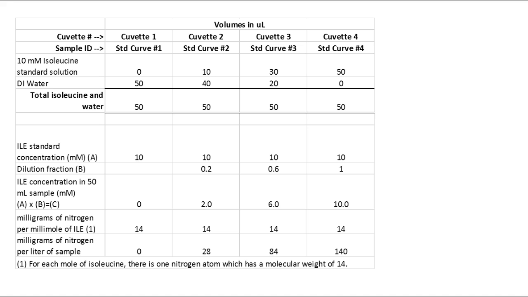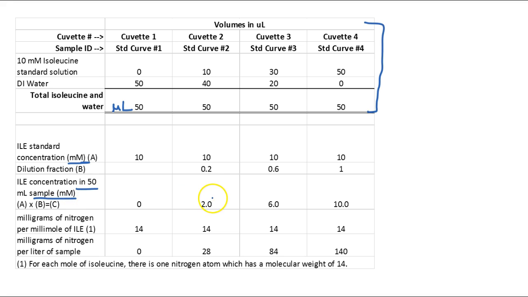So this is how we set up then all 4 of those standard cuvettes again. Here's the top part I just showed you. This part here is the same as it was on the prior slide. And then I elaborate on that here. Here's our standard concentration of isoleucine. I do have the units over here, millimolar. Again, this would be microliters up here. Then I have the dilution fraction, so I have 0.2, 0.6, and 1, just like we talked about in the prior slide. So then I can calculate the isoleucine concentration in the 50 microliter sample, all right?